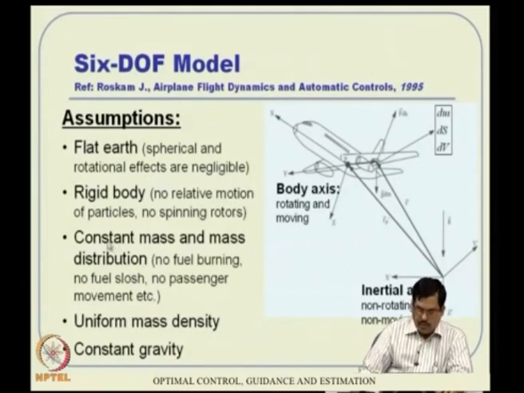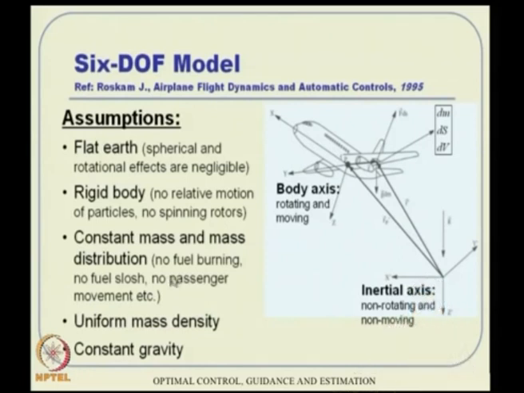And then we also assume a constant mass as well as mass distribution. That means, theoretically speaking, we do not talk about fuel burning, CG movements and all that. The CG remains fixed, the mass remains fixed, no fuel loss happens, no passenger movement inside the aircraft. A lot of assumptions, but remember, passenger weight is hardly a fraction of the entire weight, so that is a justifiable assumption. We also assume uniform mass density. That means the density of the aircraft remains the same everywhere. Ultimately it's not a very strong assumption either, because we are talking about rigid body motion where the effect of density is integrated over the entire volume. We'll see that is where the moment of inertia and other things come in.